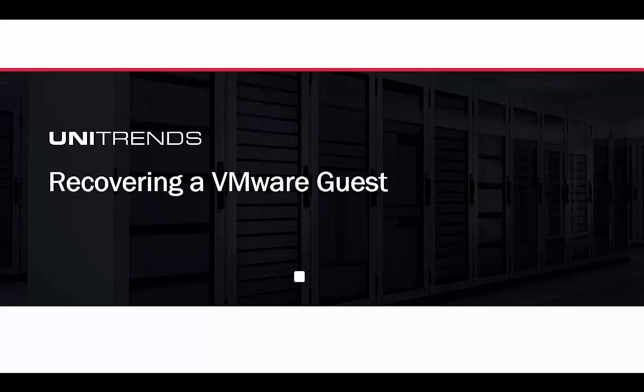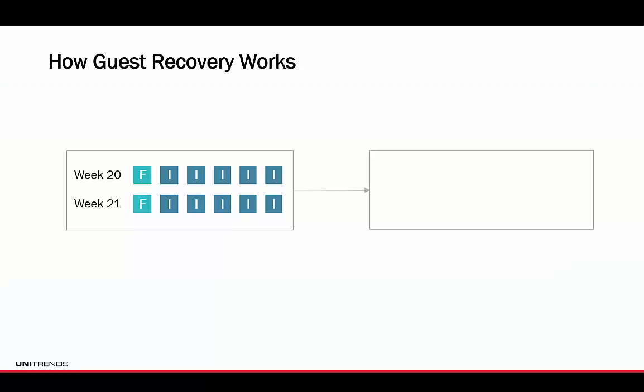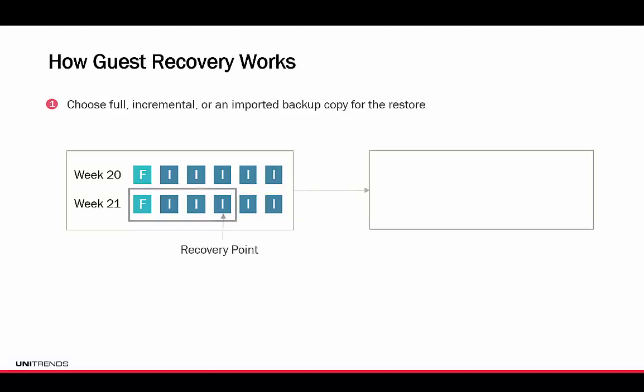Now, when we take a look at recovering an actual VMware guest, how the guest recovery works is you're going to choose your incremental or full or the imported backup copy that you want to restore from. Usually you're going to go to the newest recovery point, and you're going to try to put that machine back from that newest recovery point. But no matter what recovery point you choose, you're going to restore the VM of any OS to the original host or to another host that's been added to your Unitrends, or to vCenter. Anything we can see through vCenter or the asset registrations.